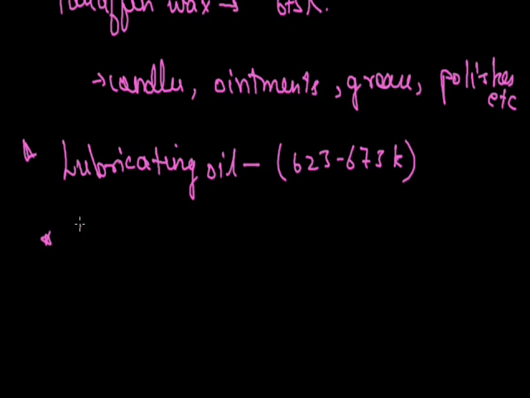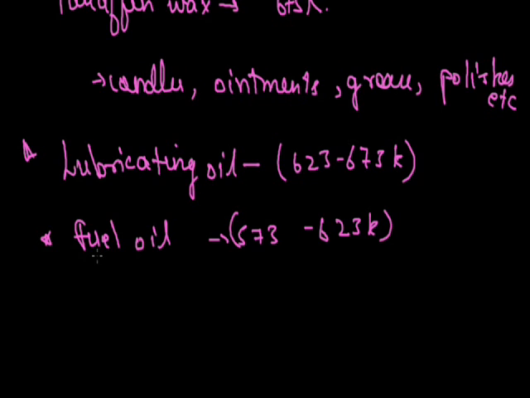Next, the fuel oil. Its boiling range is 573 to 623 Kelvin. It is a better fuel than coal because it burns completely, leaving behind no ash, whereas coal burns producing a large amount of ash which has to be removed regularly.